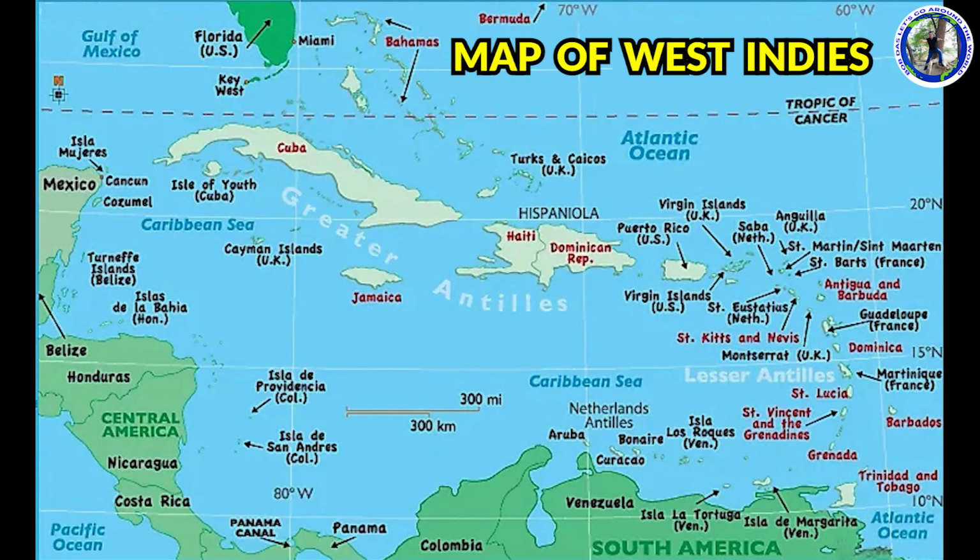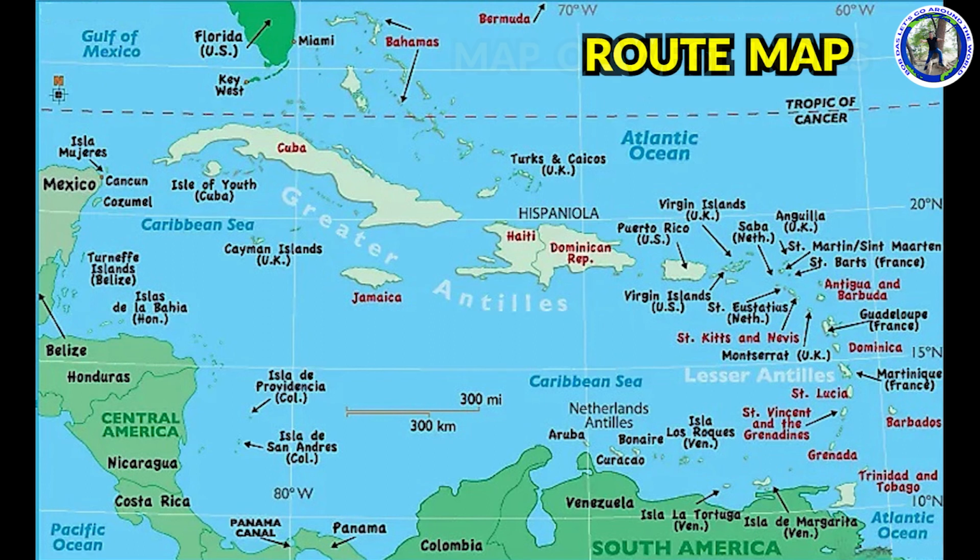This is the political map of Caribbean islands. Along with the Caribbean islands, you can see the Caribbean Sea and the Atlantic Ocean. This is our complete route map of our Caribbean cruise.